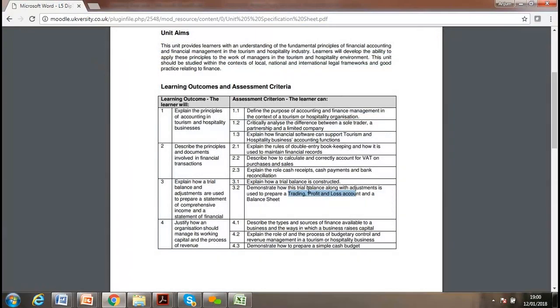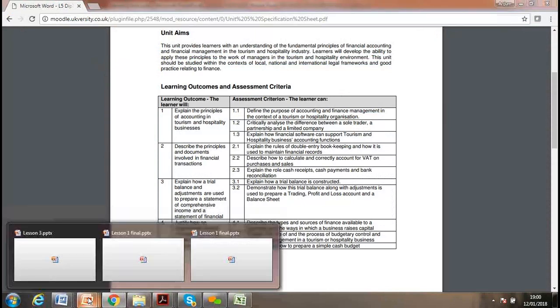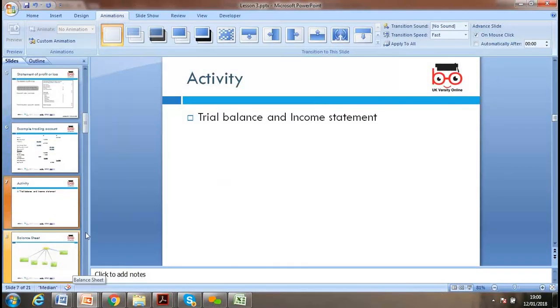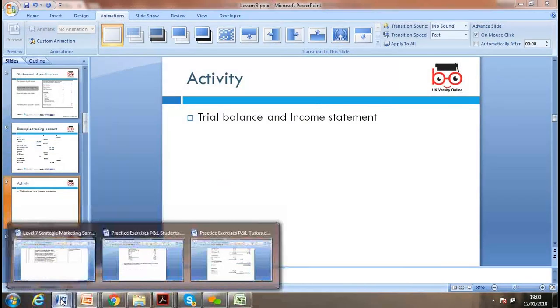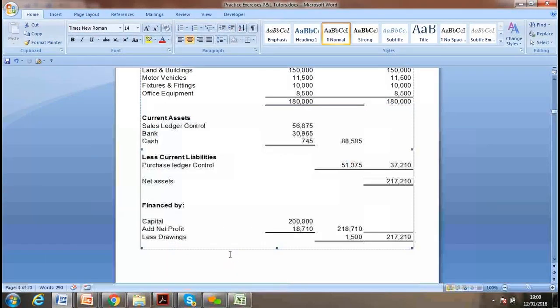Yes, so we need to find net asset. So we can find net asset as well. So these two figures will be equal.